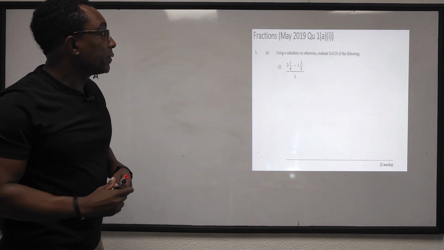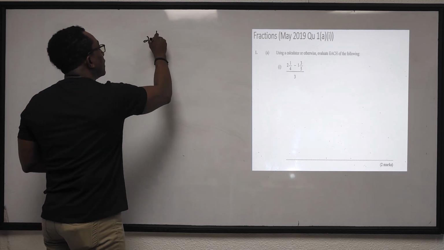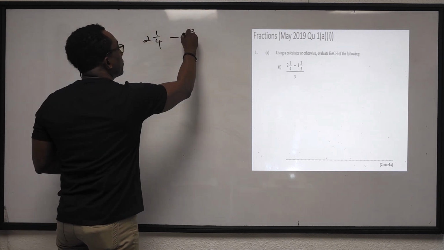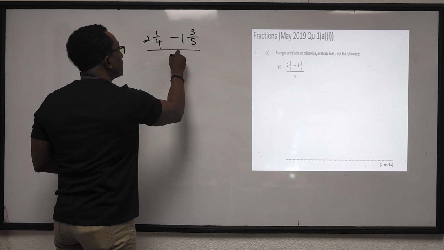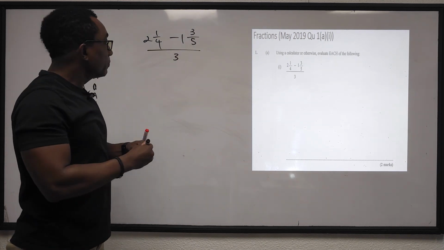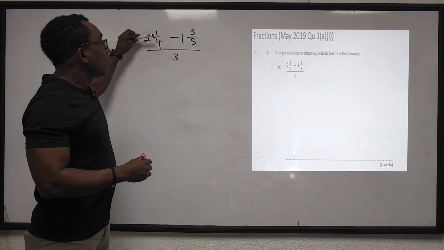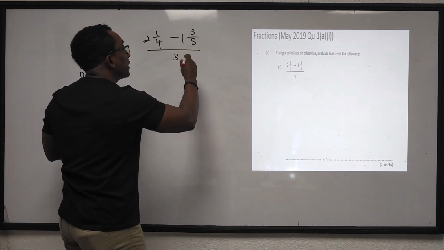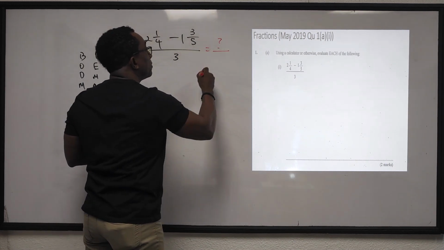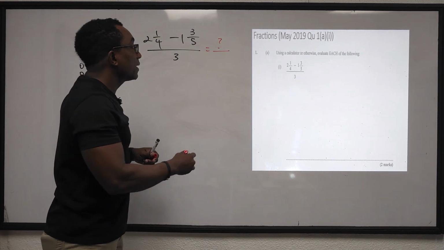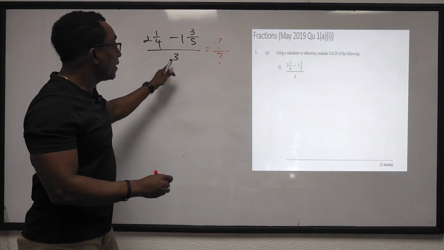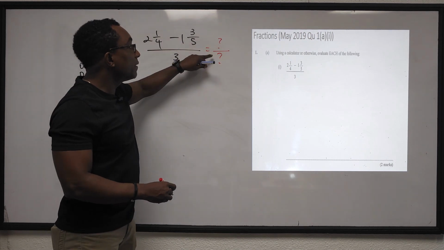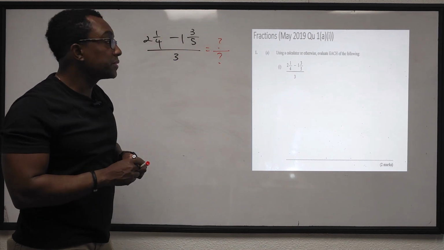So to treat with this, what are we going to do? This is 2 1/4 minus 1 3/5 all over 3. So again, to treat with this, we're going to work out what we have in our numerator. So we need to get a single fraction in our numerator. We also need a single fraction in our denominator, which we already have. And of course, we're going to divide those two fractions to get our final result.